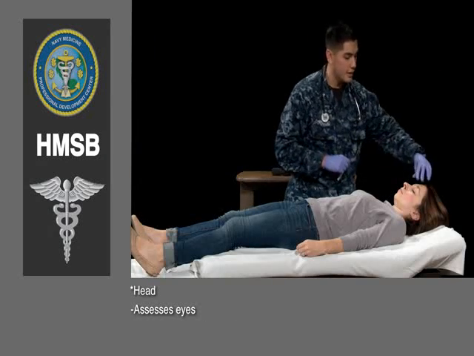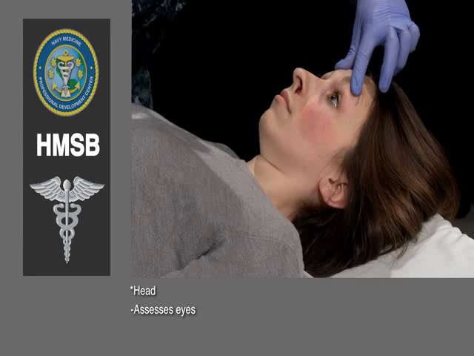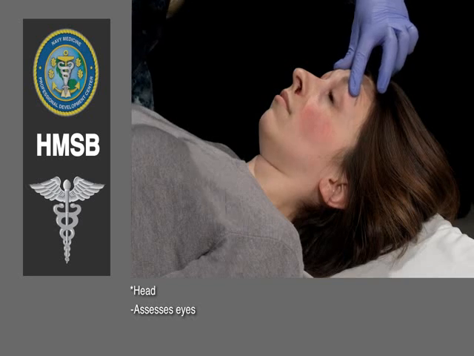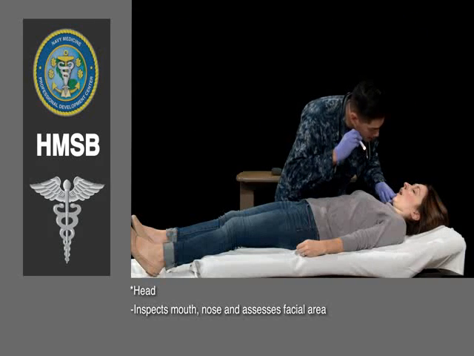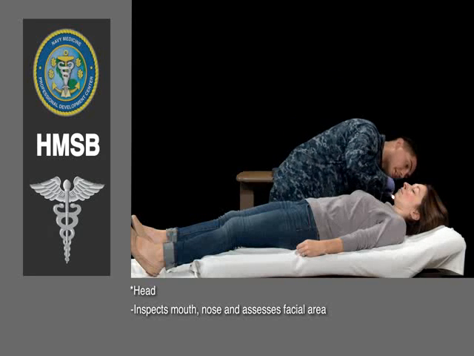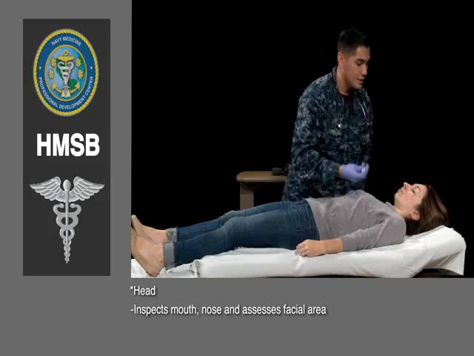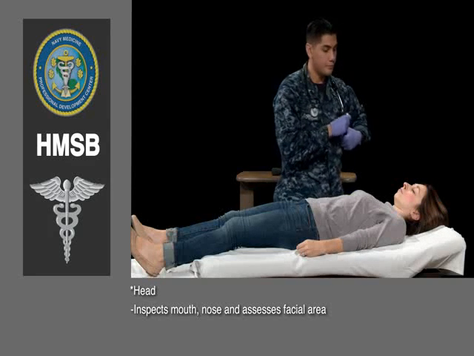Using my pen light, I'm going to assess her pupils to see if they are equal, round, and reactive to light. I'm also going to assess her mouth, nose, ears, and facial area for any signs of blood, CSF fluid, battle signs, raccoon eyes, or broken teeth.